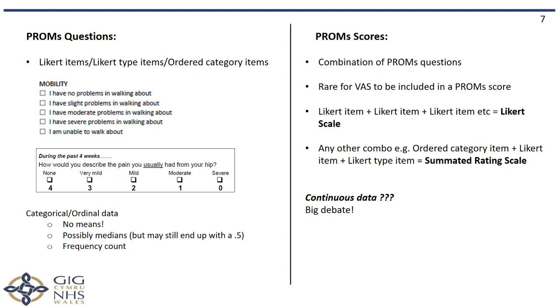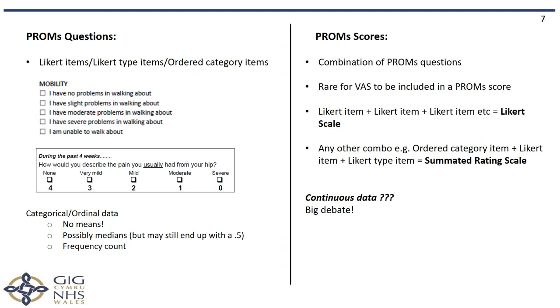On the right-hand side of the slide there, I'll start talking about PROM scores now. PROM scores are usually a combination of the answers to individual questions. It's rare to see a visual analog scale in the makeup of a PROM score. It's usually just the ordered multiple choice questions on the left there that make up the PROM score. If all of the questions that make up a score are Likert items, then we'll end up with something called a Likert scale. Any other combination of ordered multiple choice questions will end up with a summated rating scale. Again, there are subtleties which I won't go into, but there's a big debate on whether these scales or scores should be treated as continuous data types or not.